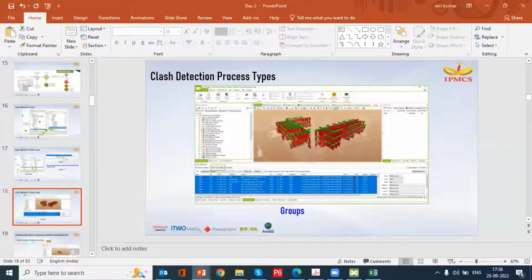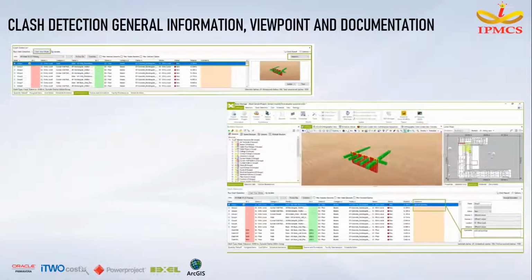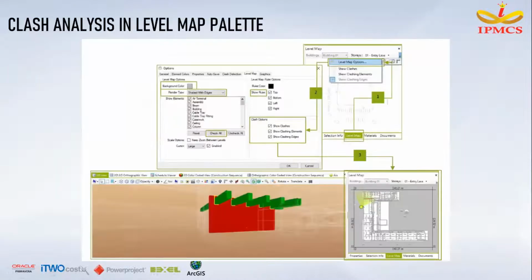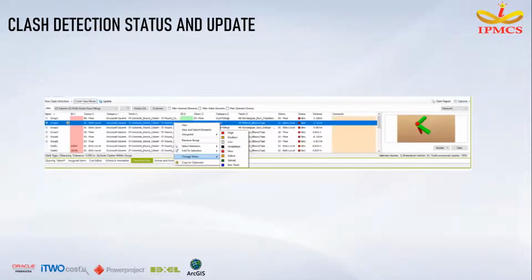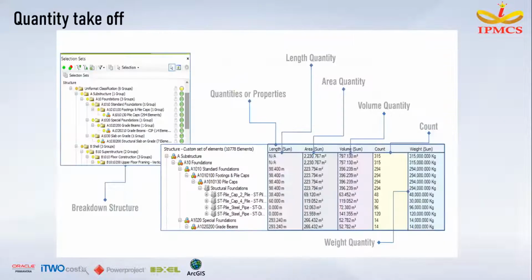Moving back to the presentation. So for clash detection, we have seen how to use the level map option, how to do the filtrations and how to generate the reports, all using the BCF Manager option. So till now we have seen the clash detection. Moving on to the quantity takeoff, the next module, 5D BIM and quantity takeoff.